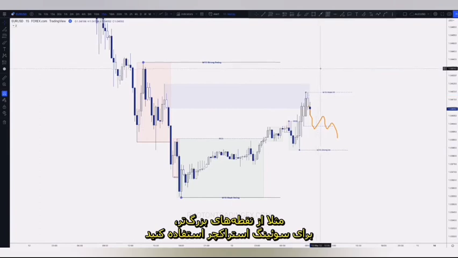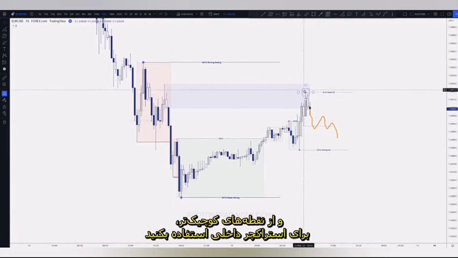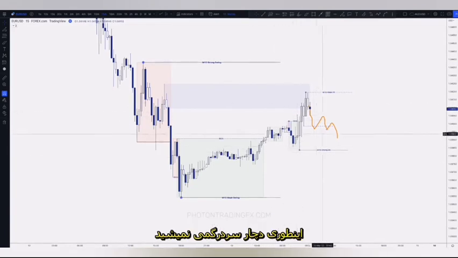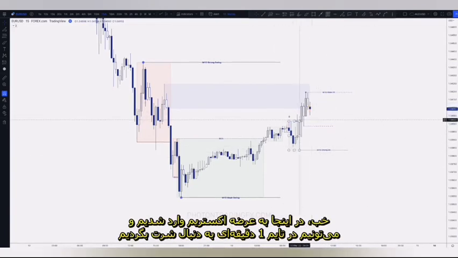So I have a bigger dot, say, for your swing structure, and then you can have smaller dots for your internal structure, so you can keep track of what you're doing. At this point, we've come into extreme supply, and we can look for shorts in one, etc.